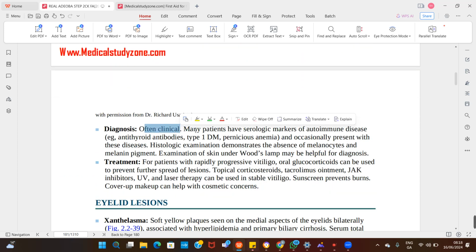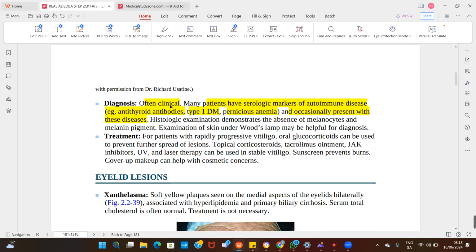So the diagnosis is clinical. You have to check for serologic markers of autoimmune disease, particularly antithyroid antibodies for hypothyroidism, Hashimoto and the likes; for type 1 DM, the GAD antibodies; and also antibody against intrinsic factor for pernicious anemia. They are occasionally present. So those three are very common: thyroid problem, type 1 DM, and pernicious anemia. Most commonly, thyroid issues. So don't forget, the diagnosis is clinical.